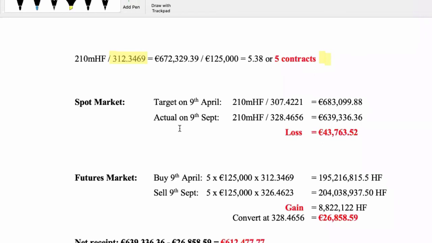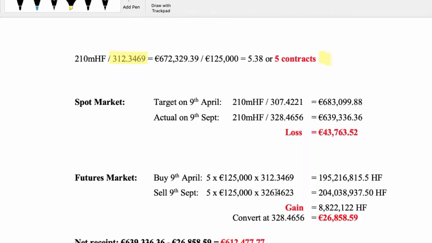Let's fast forward then. When we're due payment on the 9th, what actually happens is we receive the same 210 million forint, but the exchange rate changed. Now here we have a new figure, 328.4656. Where's that coming from? Well, I should tell you in the exam question that in 3 months' time the spot rate will have changed to 328, and I will also say that the futures price will have changed by whatever.